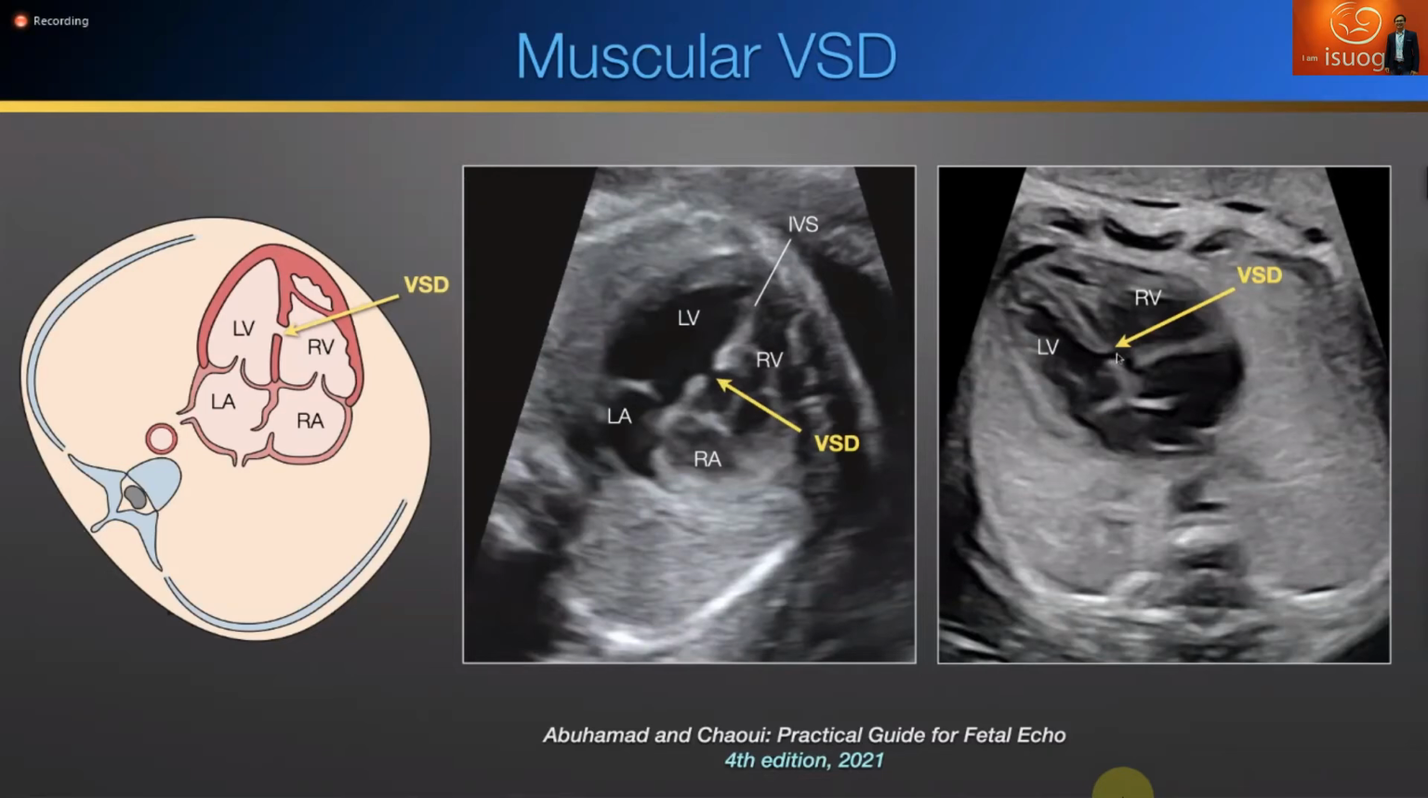You may see it on 2D, but in general, you don't see. So it is an accidental color Doppler finding, with a clinical significance, which we can discuss later on, that is quite low. But when you see any VSD or any cardiac anomaly, check for additional abnormalities.